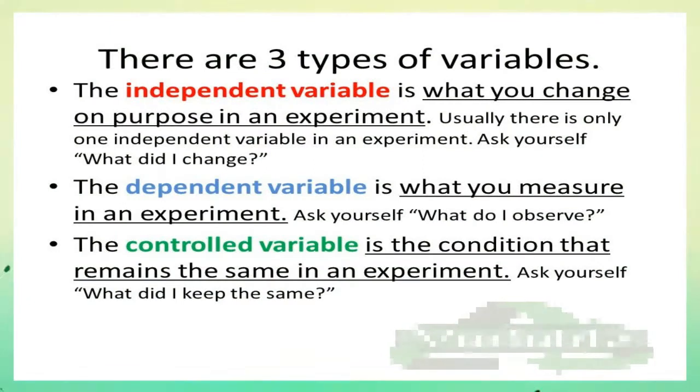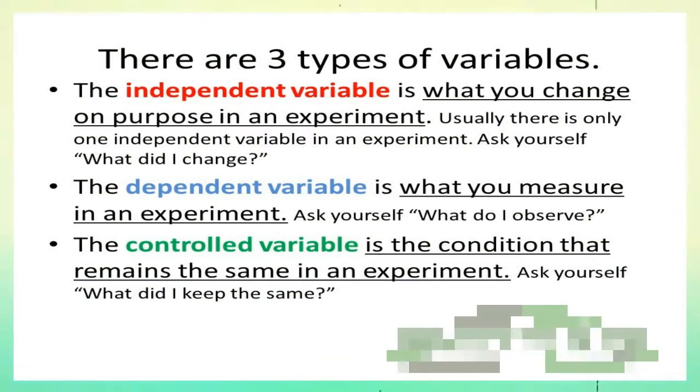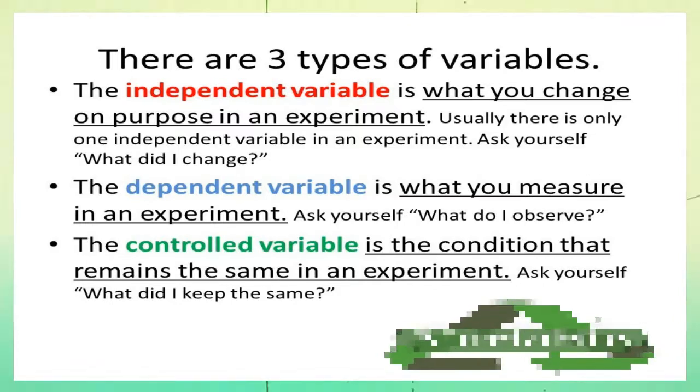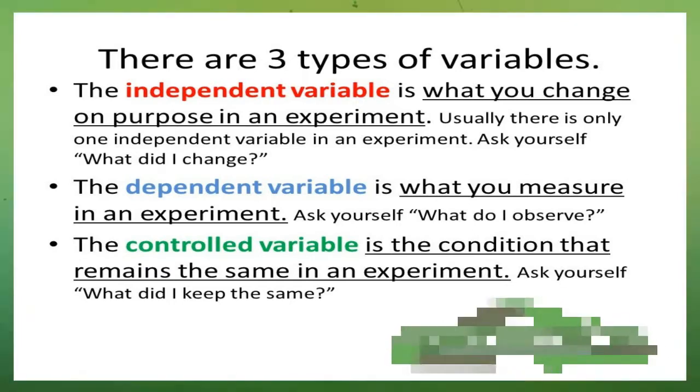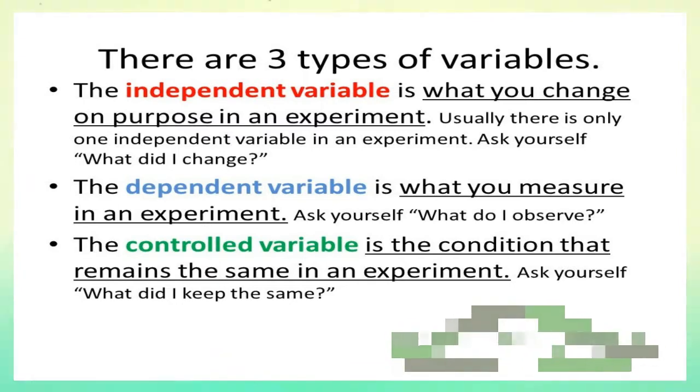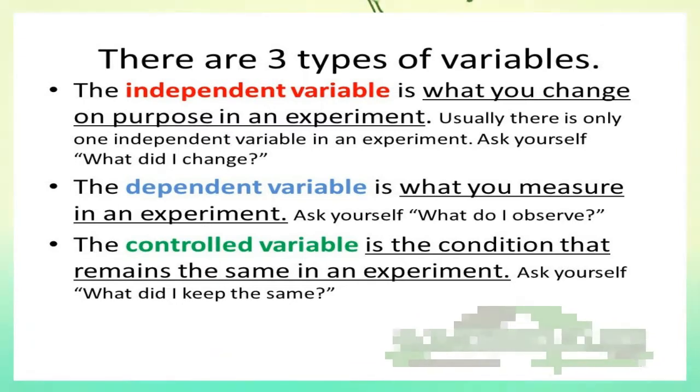There are three types of variables. The independent variable is what you change on purpose in an experiment. Usually there is only one independent variable in an experiment. Ask yourself, what did I change? The dependent variable is what you measure in an experiment. Ask yourself, what do I observe? The controlled variable is the condition that remains the same in an experiment. Ask yourself, what did I keep the same?